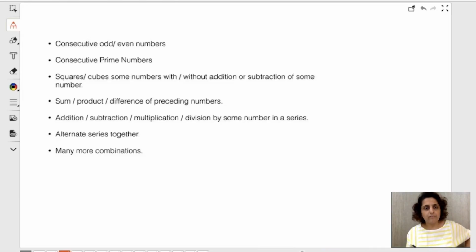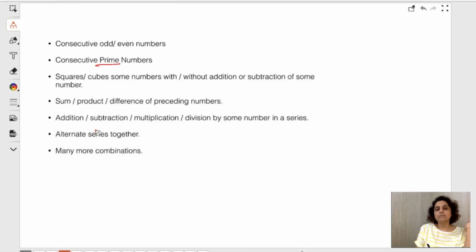Before we begin solving problems related to series, let's see the different types of problems we have in series. First of all, we can have consecutive odd and even numbers. That means we can have a series of even numbers like 12, 14, 16, or odd numbers, or consecutive prime numbers.